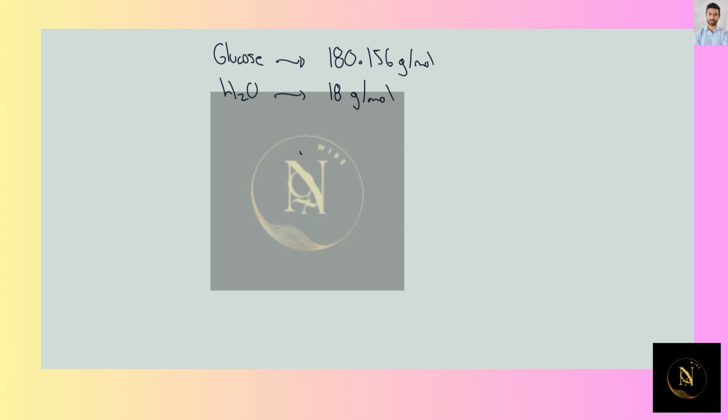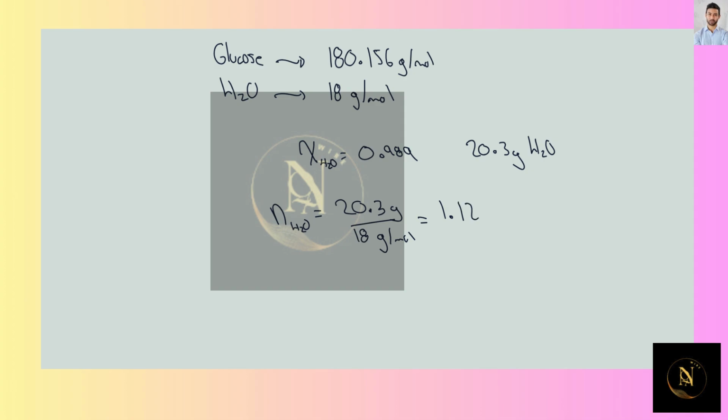We know that the mole fraction of water in our solution is going to be equal to 0.989, and the solution was prepared employing 20.3 grams of water. So the moles of water that we're going to have in the solution is going to be equal to the mass of water, 20.3 grams, divided by the molecular weight, 18 grams per mole, which is going to give us 1.1278, rounding up to 5 significant digits, moles of water.